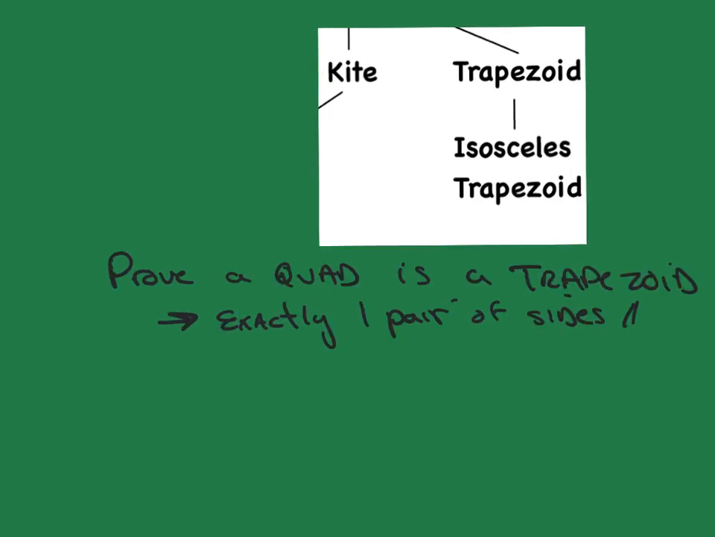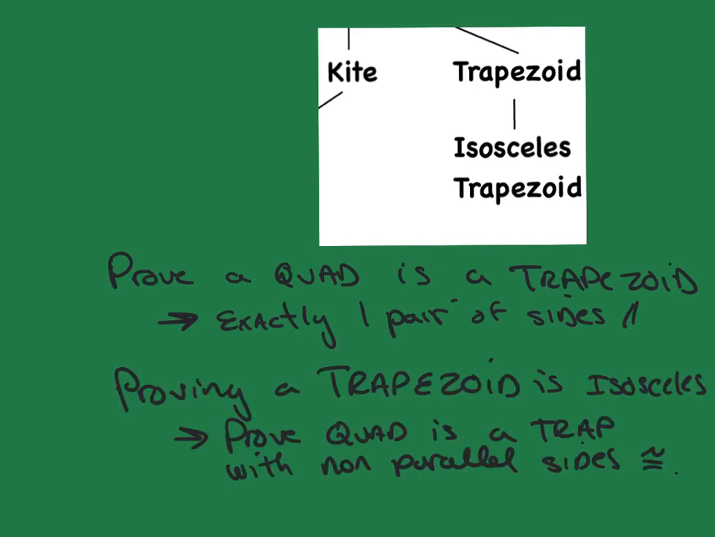To show a quadrilateral is a trapezoid, we have to show that there is only one pair of opposite sides parallel, or exactly one pair of opposite sides parallel. But we can go a little further and show that perhaps the quad is an isosceles trapezoid. To do so, we would prove that the quadrilateral is a trapezoid, but then show that the non-parallel sides are congruent.